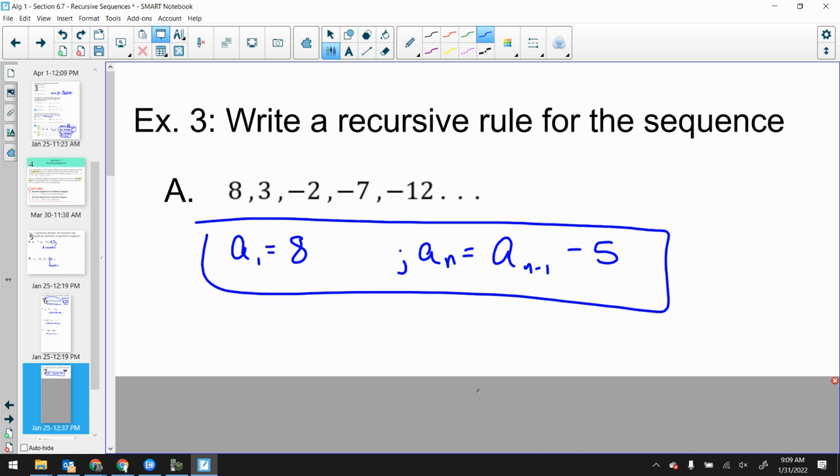I don't know why I left so much of a space there. But every time you need an a sub 1, that's a semicolon.